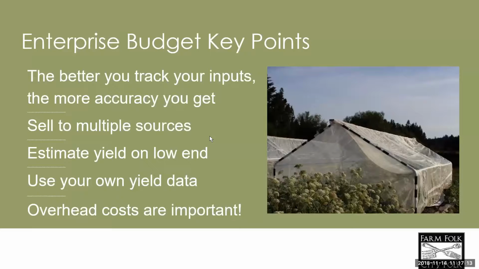Just a quick summary of some of the things that are really important to consider with using an enterprise budget like this successfully. Number one is the more you track, the more accurate things you're going to get. So if you really know your inputs well, your costing will be very, very accurate. What we're seeing is selling to multiple sources is going to give you the most opportunity for profitability. And this is especially important if one of your markets happens to fall through, you might be able to sell more to one of the other markets. So this just gives you a bit of flexibility here.